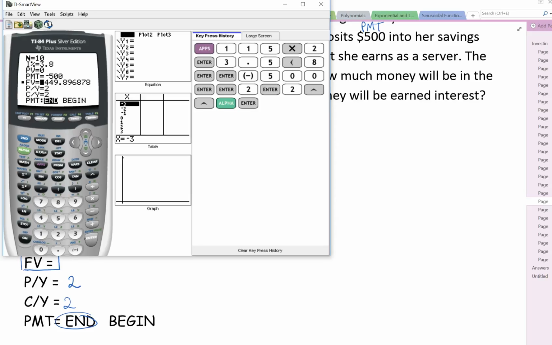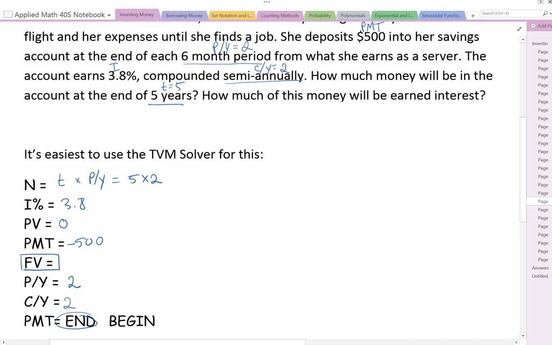Okay? So our future value comes out as 5449.896, and we would write that out as a dollar amount, because this is money: $5,449, and always 2 decimal places, 90 cents.